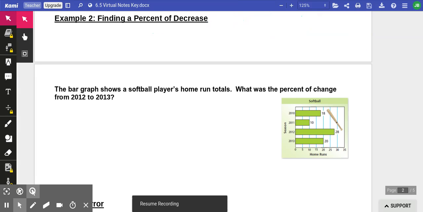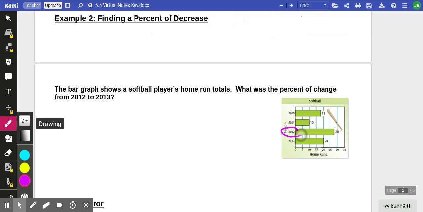Okay, let's look at example 2, finding a percent of decrease. The bar graph shows a softball player's home run totals. What was the percent of change from 2012 to 2013? So 2012 comes before 2013. So this would be my original amount, and this would be my new. So I'm going to put an O and an N for 2013. So what is the percent of change from 2012 to 2013?